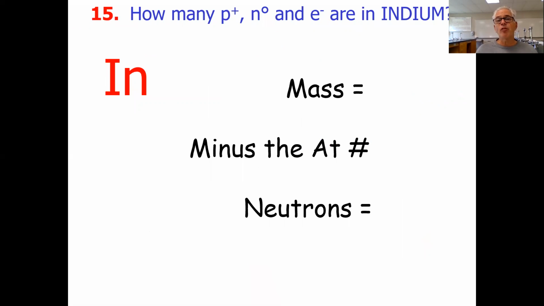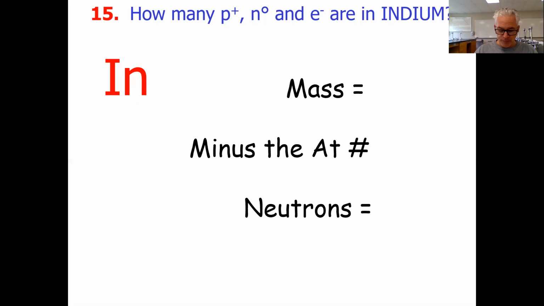Now, how many protons, neutrons, and electrons are in the element called indium? Indium is In, and indium is right next to tin. It's number 49. Do it. I'm going to have a sip of seltzer. You do this. Don't wait for me.